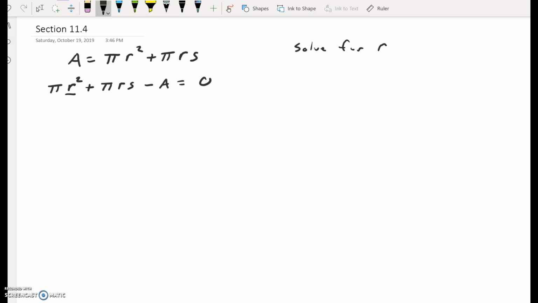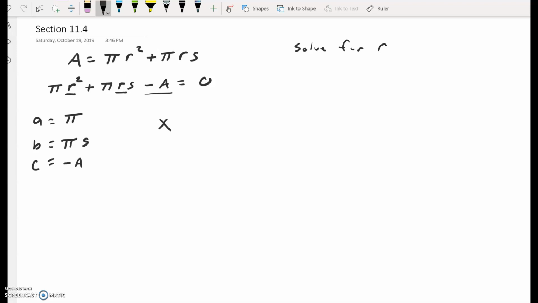And then I want to solve for r, and I have an r squared term, an r term, and a no r term. So in using the quadratic formula, we have to decide what a, b, and c are going to equal. A is the coefficient of r squared, which in this problem is pi. B is the coefficient of r, which in this problem is pi times s. And c is the remaining non-r term, which in this case is the opposite of a.